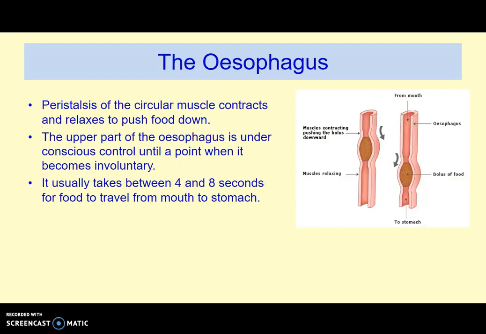Once we get to the esophagus, there is peristalsis, and this peristaltic movement is due to circular muscle contractions within the esophagus that help push the food down. This is a bolus of food, and it will push down with a wave of contraction. The top part is under voluntary control, but as you move down, it's involuntary. It's about 4 to 8 seconds for food to travel from the mouth to the stomach.